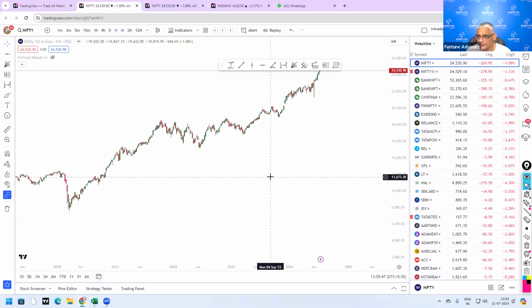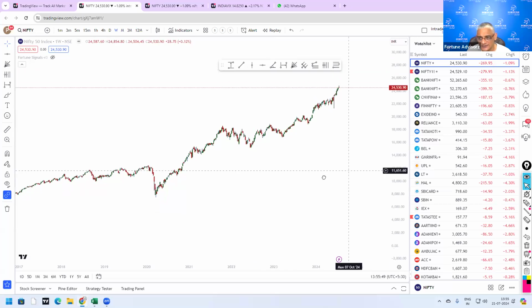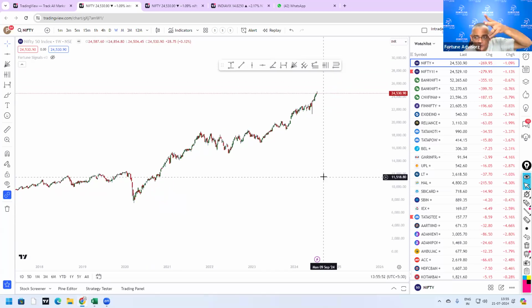So now pitchfork, it's an advanced trend line method. I don't want to get into the nitty-gritty of time cycle in pitchfork because nobody in India knows what is time cycle in pitchfork.